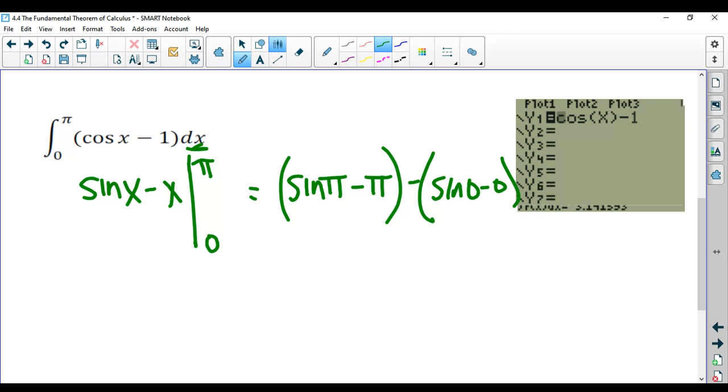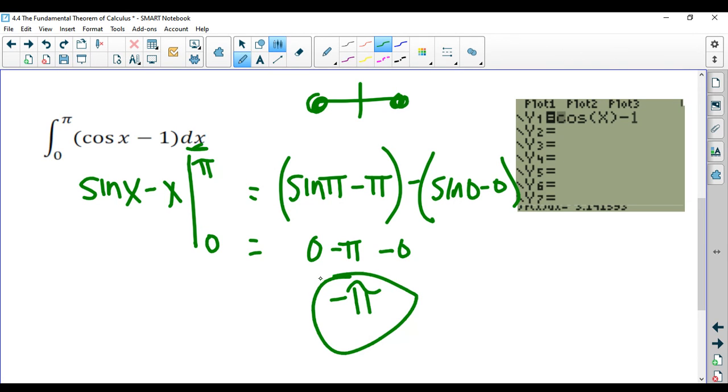So remember, sine is y. The angle of 0 is here, where that's at (1, 0), so y is 0. And pi, that's that angle, so y is still 0. So this is very easy. It works out very nicely. Sine of pi is 0, minus pi. Then we have minus sine of 0, which is 0. So all we're left with is negative pi.